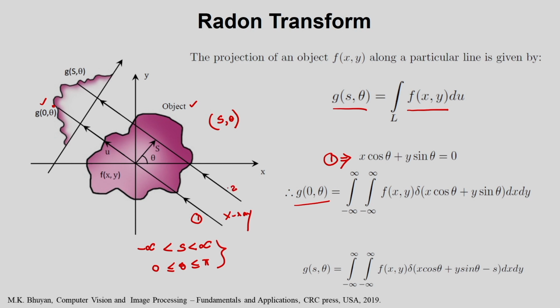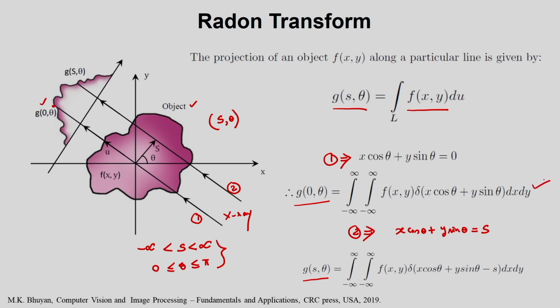If I consider the second line, what is the equation of the second line? The equation of the second line is x cos theta plus y sin theta minus s equal to 0. And corresponding to the second line, what is the projection? The projection is g(s, theta), that is the projection of f(x,y). The equation of the second line is x cos theta plus y sin theta is equal to s.